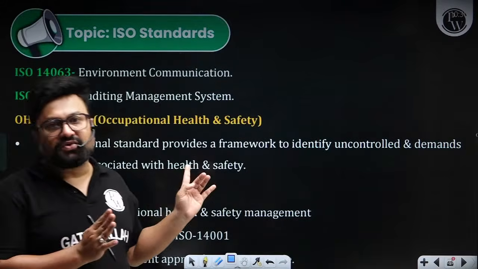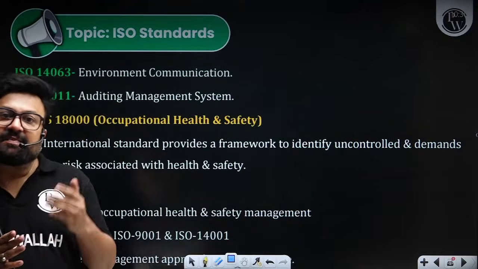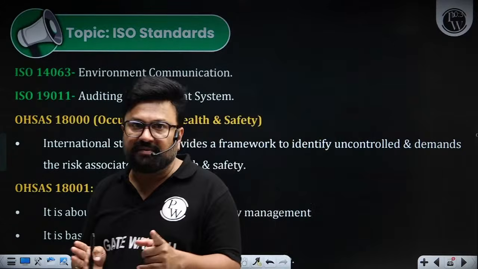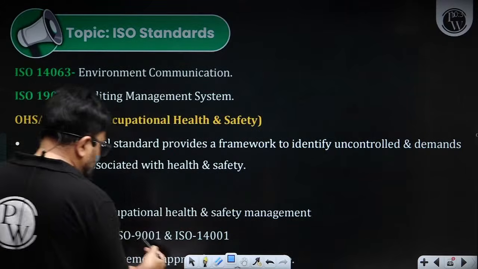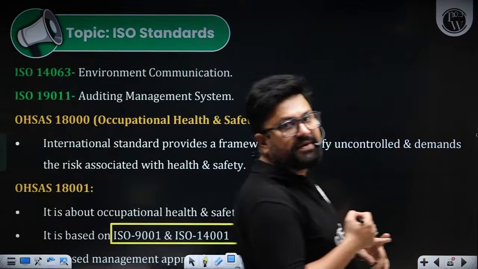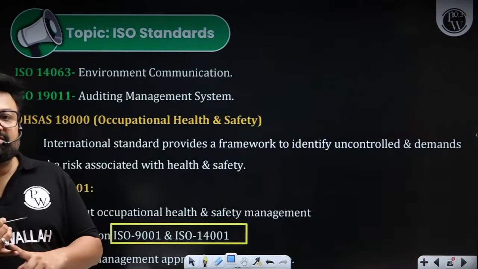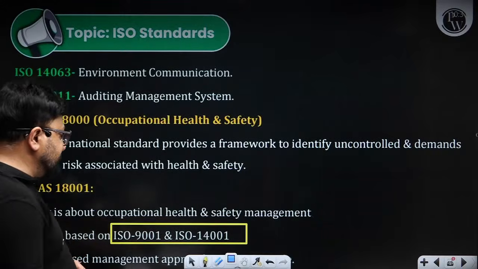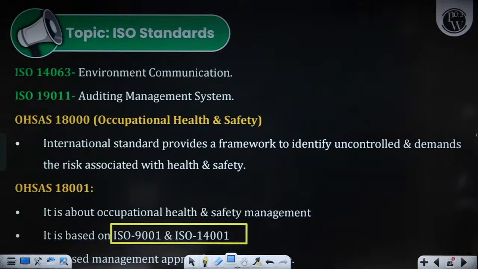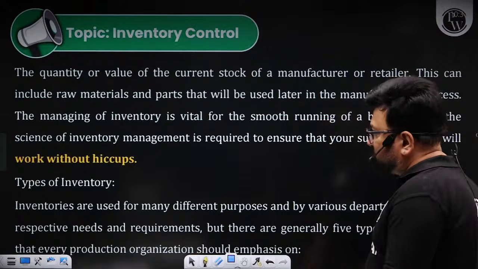OHSAS 18001 is about occupational health and safety management. It is based on ISO 9001 and ISO 14001. Remember that it is based on ISO 9001 and ISO 14001. It is used as a management approach tool, that is PDCA, which is not visible here. It uses the PDCA cycle. So that's it in ISO.